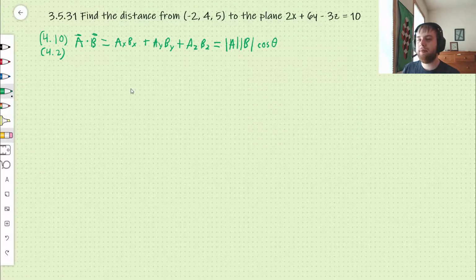Whenever you have a problem involving a plane, it's not a bad idea to find a point on the plane and find a vector that is perpendicular to the plane. The vector we want is not too hard to get. You can find it just by taking the numbers out from in front of the x, y, and z. This gives you a vector that is perpendicular to the plane.